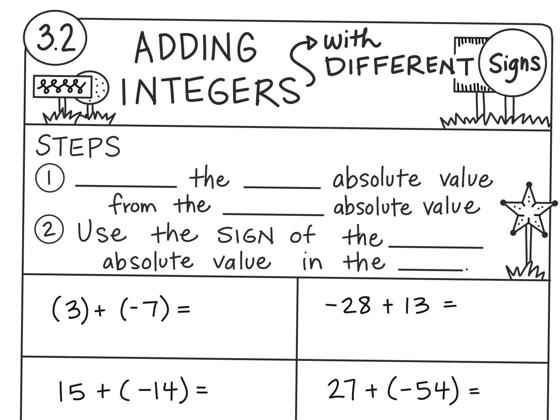make sure I keep this consistent. I am going to subtract the smaller or lesser absolute value from the greater absolute value. Use the sign of the greater absolute value in the sum.